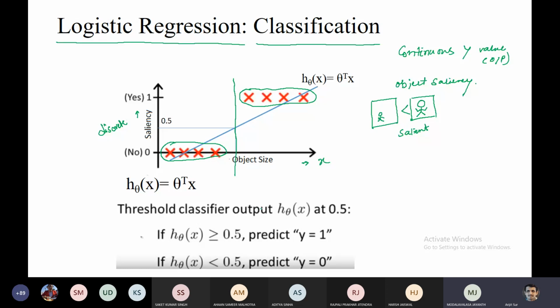If h theta is greater than or equal to 0.5, predict 1. So this portion is 1, and this portion is 0. This is the way we actually do it, and it looks fine. There's no problem, but I'll show in the next slide that this is just a lucky case.